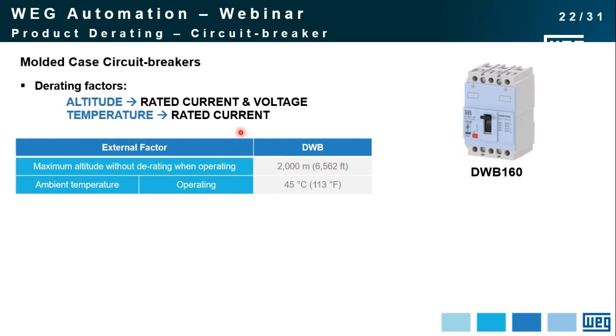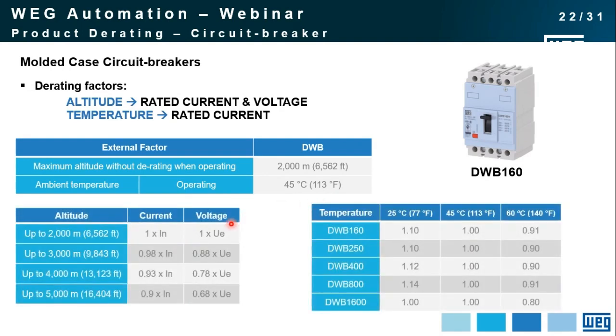So let's take some technical information from this circuit breaker. It's the DWB160. The product catalog says that up to 2000 meters there is no derating, and up to 45 degrees Celsius also, there is no derating. In case you exceed these values, as you go up in altitude, there is a derating factor for current, like shown here, and another one for voltage.